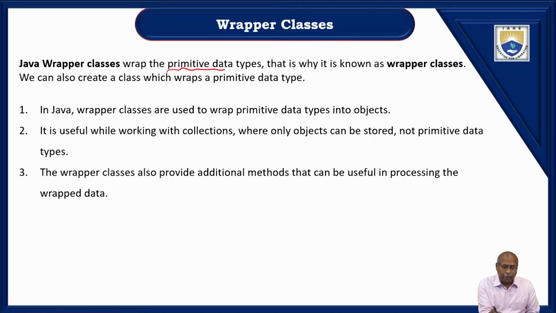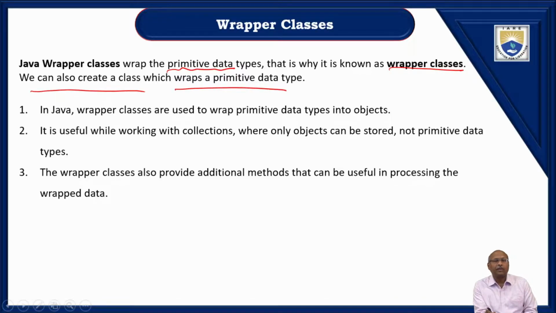Underline the words: wrapper class wraps the primitive data types, and that is why it is known as wrapper classes. We can also create a class which wraps the primitive data type. So whenever you want to represent a primitive data in class form, then that class is known as a wrapper class.